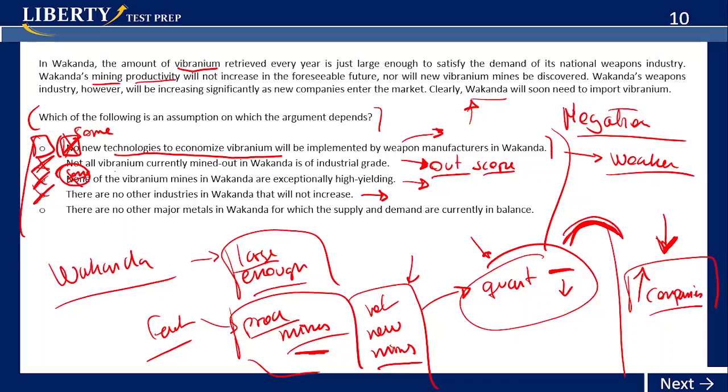Letter E. There are no other major metals in Wakanda for which the supply and the demand are currently in balance. Okay, other metals, so metals other than vibranium. Okay, we don't care about them because this whole argument, if you've noticed, is about vibranium, not about other things. Now, this one could be a little bit more attractive if they start saying that these other major metals are maybe substitutes for vibranium. But letter E doesn't say that, okay? So our answer is letter A, the first one. Okay, so this one being a good assumption, letter A.